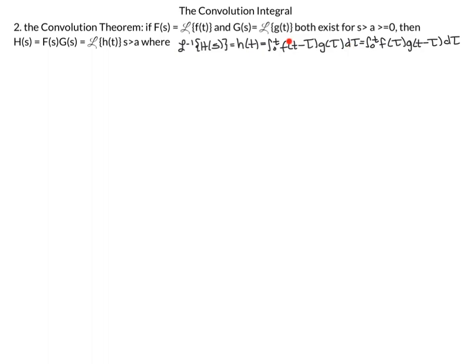And that's equal to, so you can switch the roles of f and g. So f can be f of tau and g can be g of t minus tau, d tau. So what the convolution theorem tells us how to do, if we have a function that's the product of two Laplace transforms, then when we take the inverse Laplace transform, we use the convolution integral.